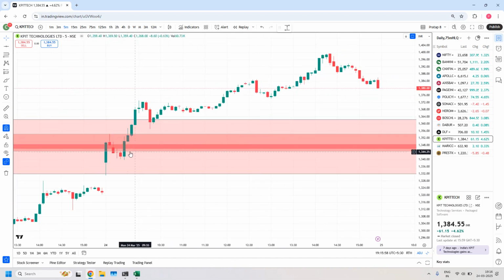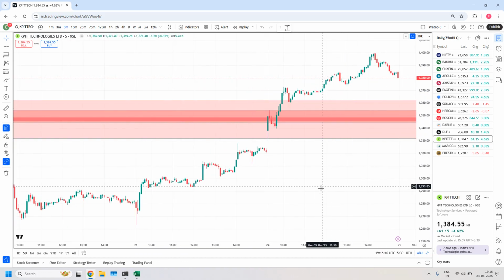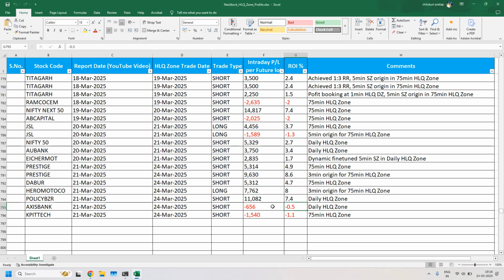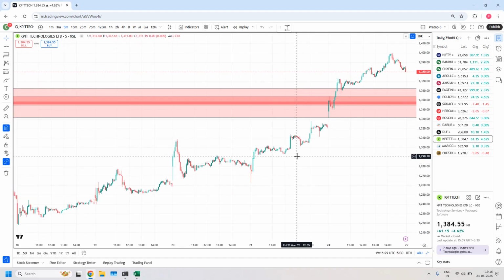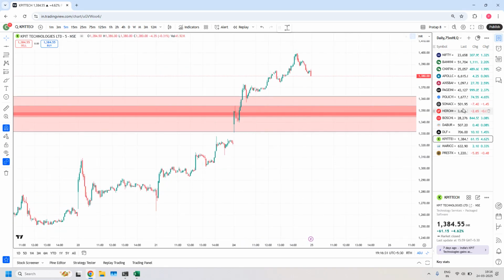But today, unfortunately, this zone is violated. After that, the entire zone is violated because there are no more order flows. Completely it is gone. So these are the 2 stopped out trades. But how much loss has it given you? 1540 rupees, which is minus 1.1% negative ROI as per one futures margin cost. So these are the high liquidity zones. Trades got executed, other stocks did not.